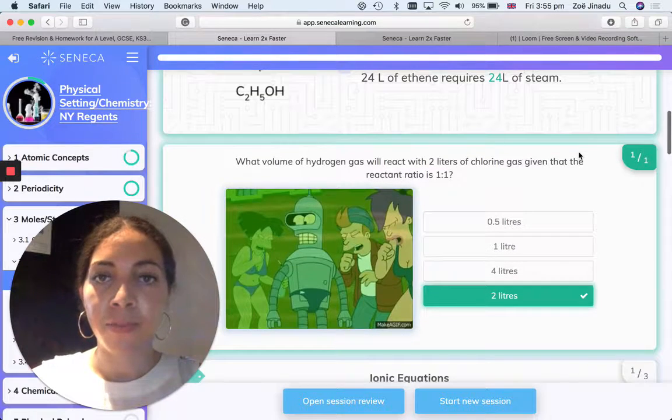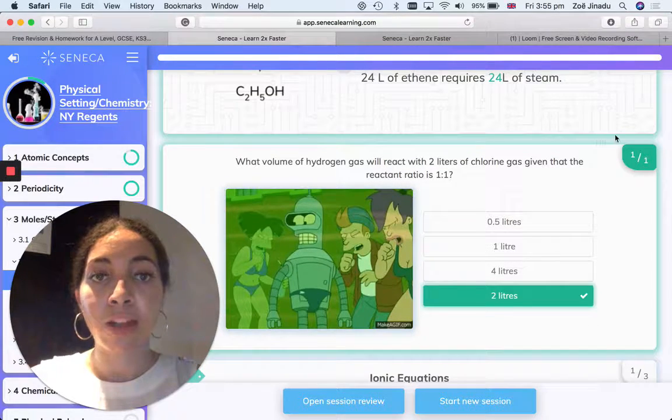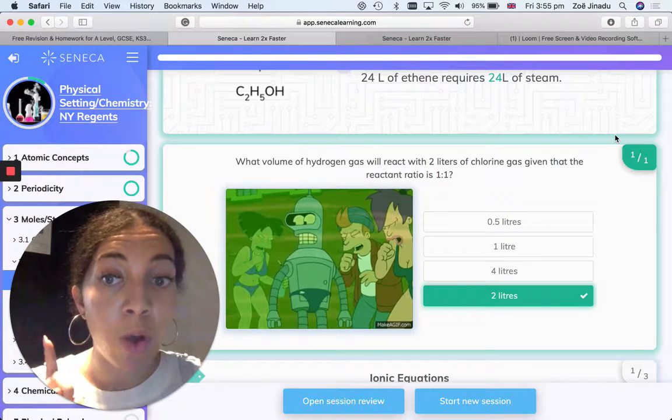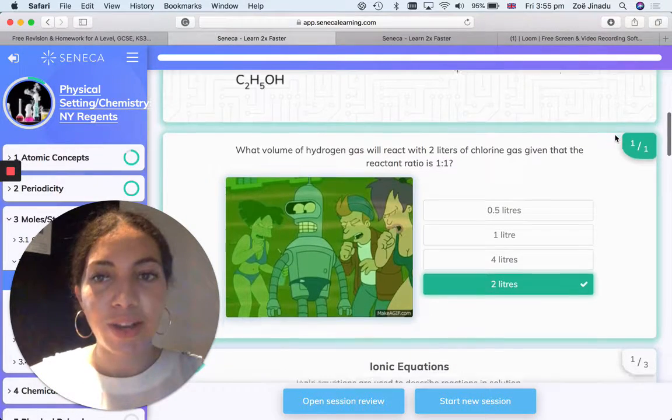Okay, easy enough. What volume of hydrogen gas will react with 2 litres of chlorine gas given that the reactant ratio is 1:1? 2 litres.